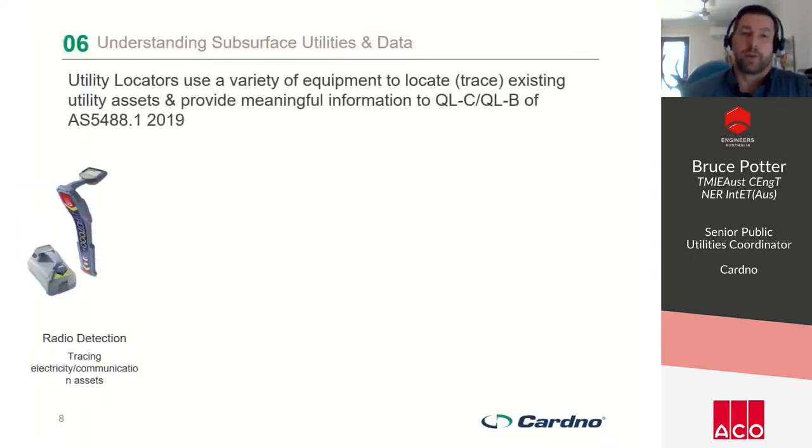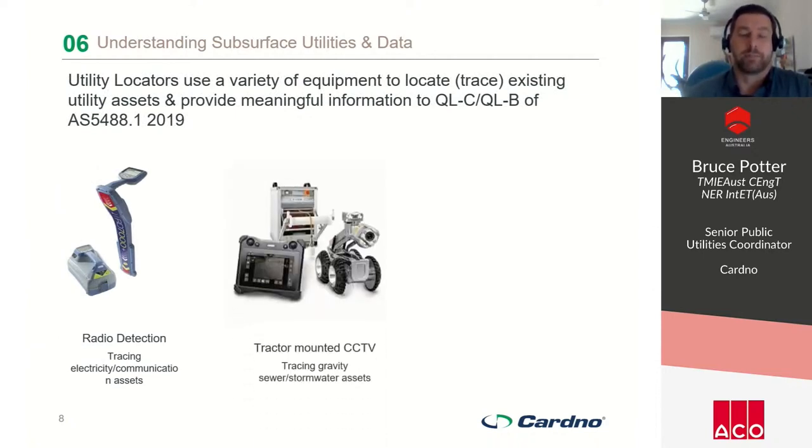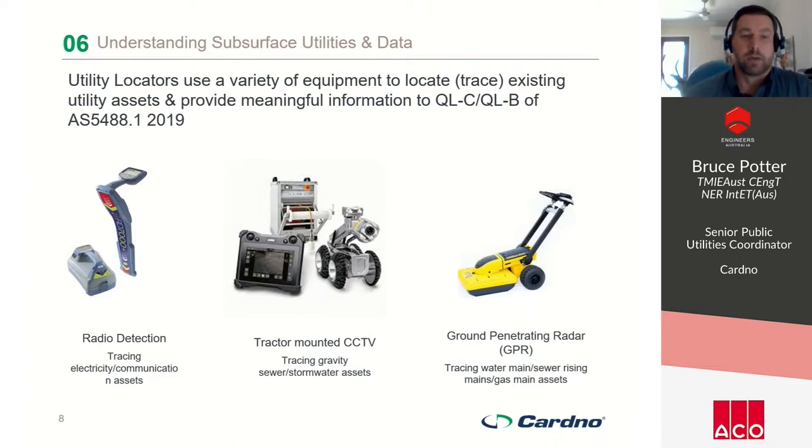So what type of locating equipment is available to the arsenal of a utility locator? Well, the one on the left is radio detection, commonly known as the wand.